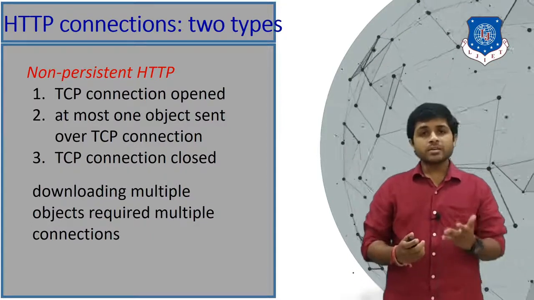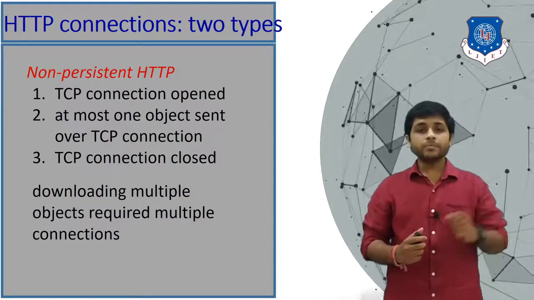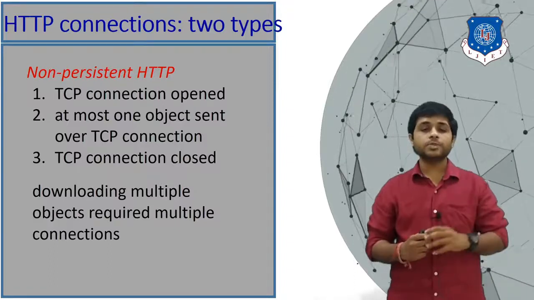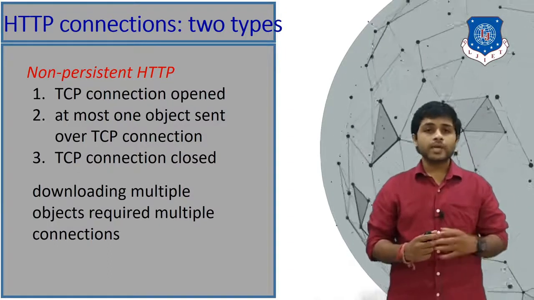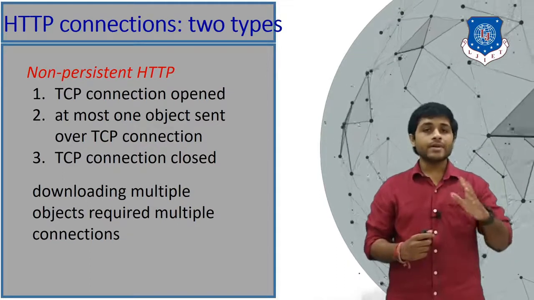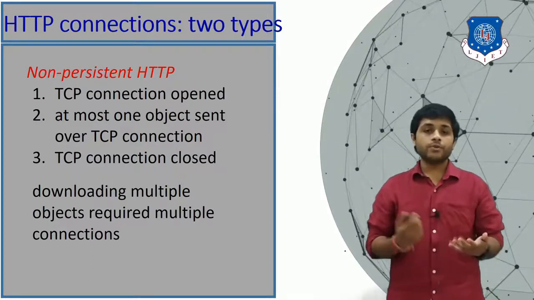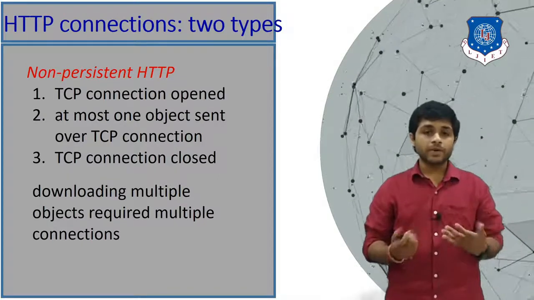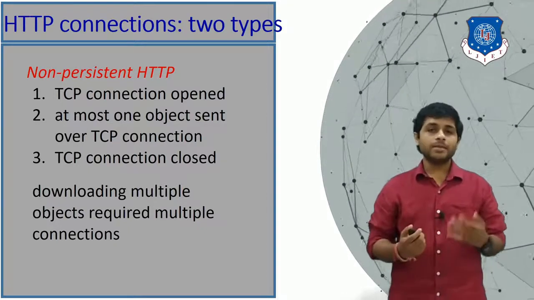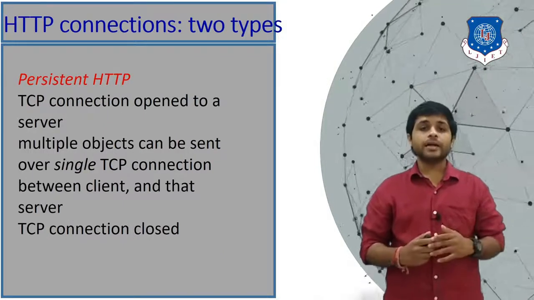So what is the disadvantage of non-persistent HTTP? In non-persistent HTTP, at a time you can receive only one object from the server. For example, at a time you can receive only one image or only one file from the server. So if you want to download multiple files, in that case non-persistent HTTP won't be that helpful. That's why we use persistent HTTP.